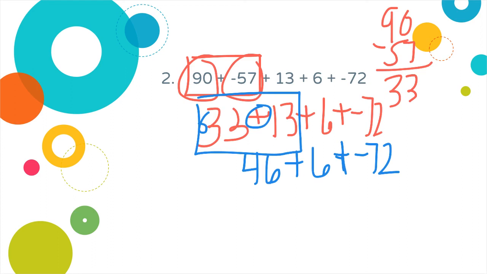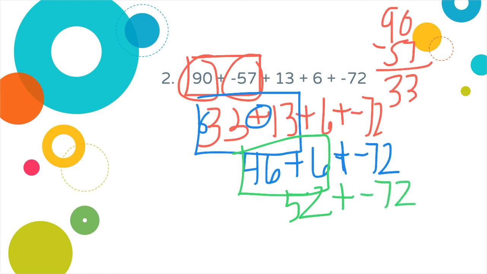Now it's time to take the next two numbers, 46 plus 6. They're both positive, so add and keep that positive. 46 plus 6 is 52. Bring down the rest, plus a negative 72.